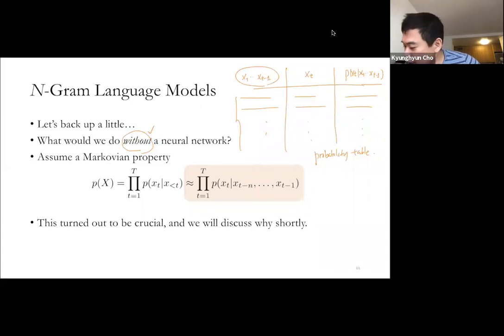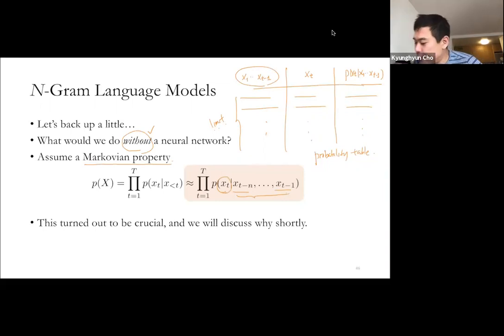So if we want to limit the number of rows in this table, how we do that is by assuming the so-called Markovian property. If you remember from earlier lectures, earlier courses on probability, the Markovian property is where we simply assume that the dependence is going to be limited. So when we're trying to compute the probability of x_t, we're going to simply say there are only a finite number of previous words that this probability depends on. So instead of looking at all the previous words, we're only going to look at n many previous words, where n can be selected arbitrarily, from, let's say, as small as 1 all the way to 10.